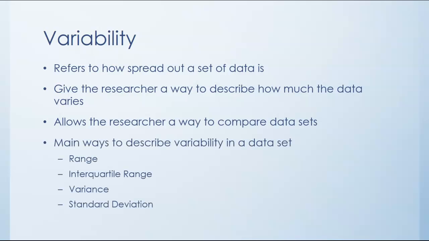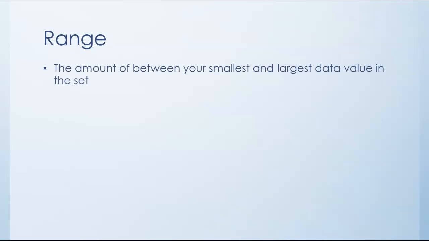And then we have four main ways that we talk about variability in a data set. We have range, which is just your high value minus your low value. And then the interquartile range, which we'll talk about here in a little bit, variance, and then standard deviation, which we'll talk about in the next video. So let's just talk about range. This is the amount of distance between your smallest value and your largest value.